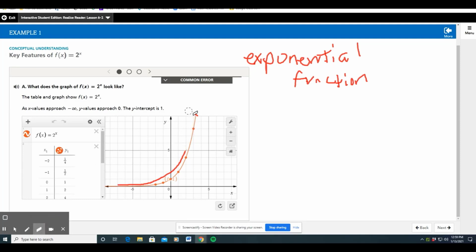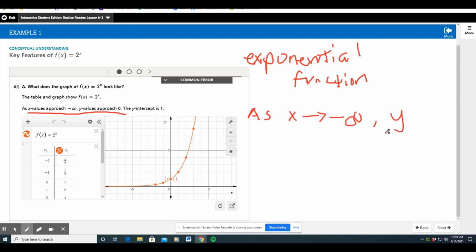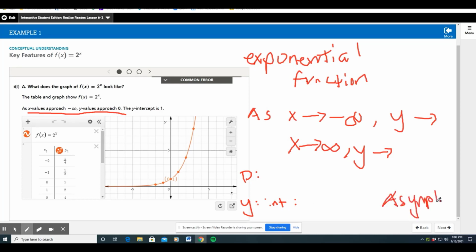When we're talking about an exponential graph, we're going to look at things such as: the x value approaches blank, where is the y value going? As x approaches negative infinity, where is y going? And as x approaches positive infinity, where is y going? We're also going to look at the domain, and the y-intercept. Where is the y-intercept located? And where is the asymptote? If you're taking notes, this would be a good thing to write down.